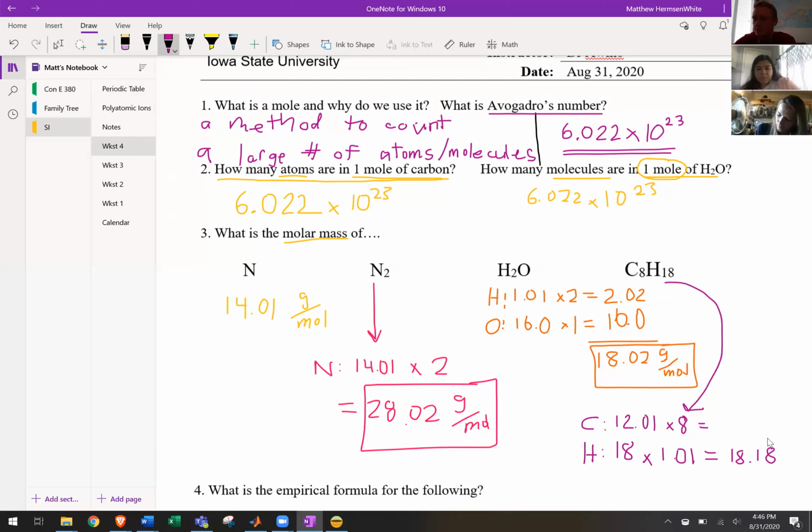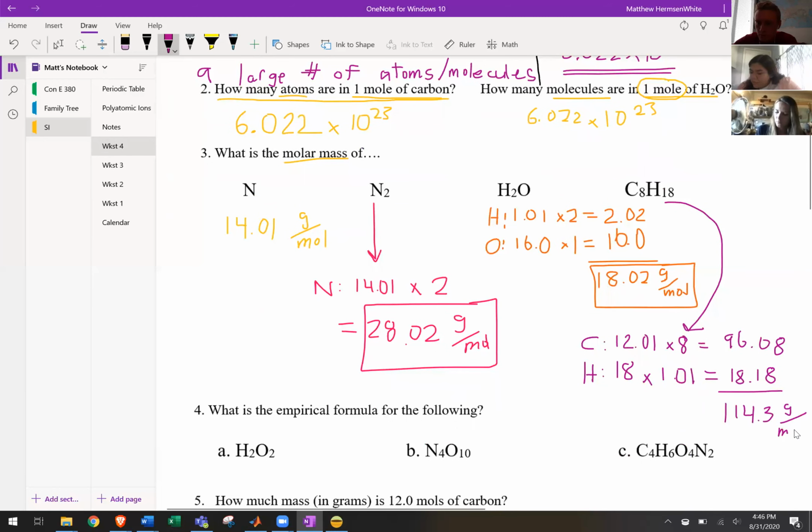And then 12.01 times 8, let me see what that is. 12.01 times 8 is 96.08. And then we add these up, and you should get a total of 114.3 grams per mole. So that is how we get the molar mass for different compounds. And it's always going to be the same process for the whole semester. We're just going to look at the periodic table, get the number, and add them all up. What questions do you have on finding molar mass?